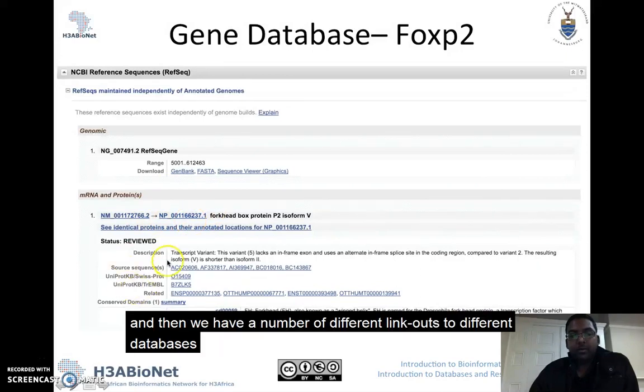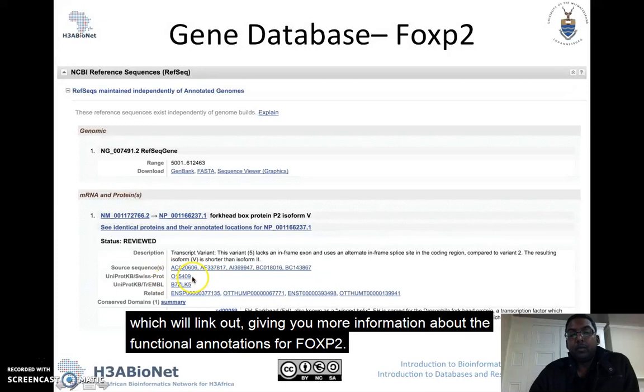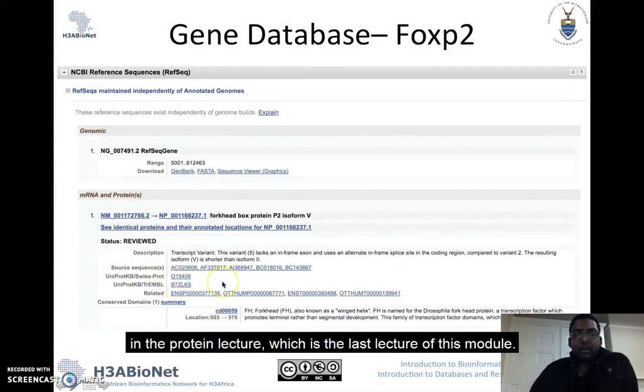And then we have a number of additional link outs to different databases. Some of these are not housed at NCBI. So for example, there's the UniProt SwissProt database, which will link out giving you more information about the functional annotations for FOXP2. Again, UniProt and TrEMBL. We'll be speaking a bit about UniProt and TrEMBL and these databases in the protein lecture, which is the last lecture of this module.